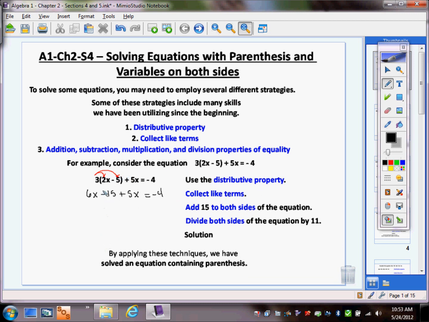The next thing we're going to do is collect like terms. So if you see, I have a 5x and a 6x. When I add those together, I get 11x minus 15 equals negative 4. Then I add 15 to both sides, and I get 11x equals 11, and I'm running out of room, so I'm going to move that over here. And then you divide both sides by 11, and you get x equals 1.